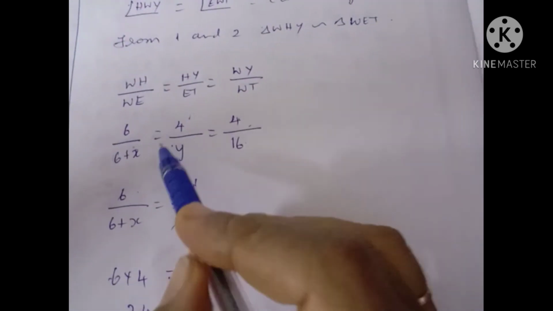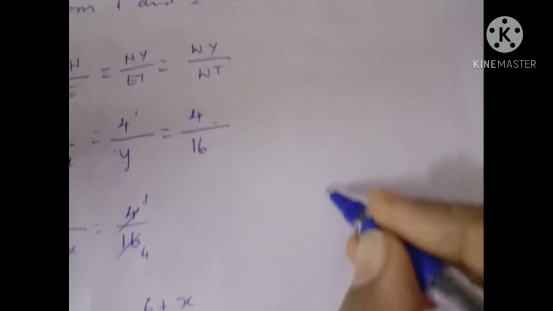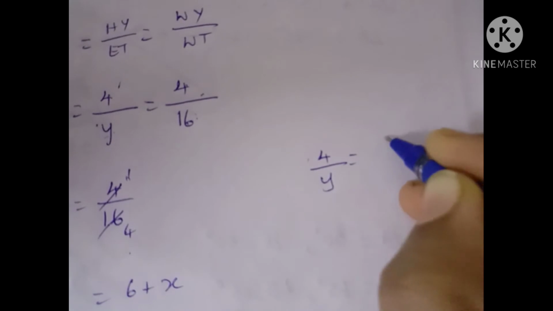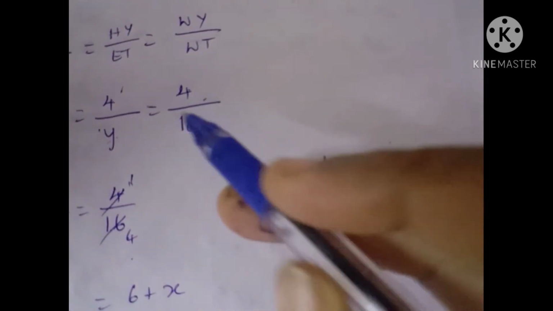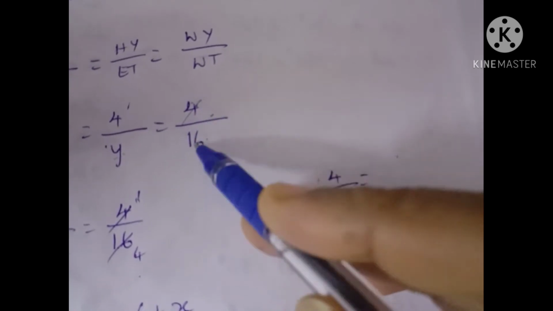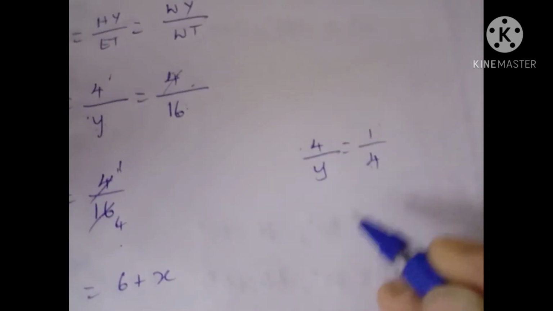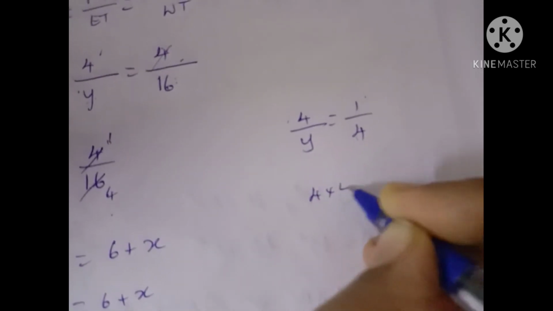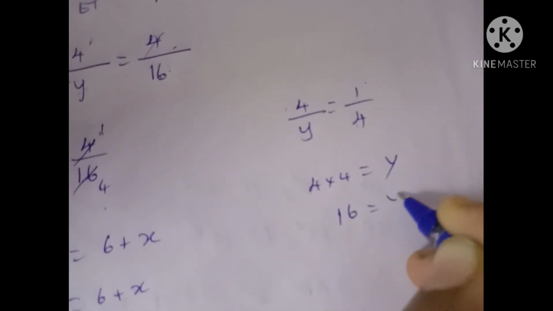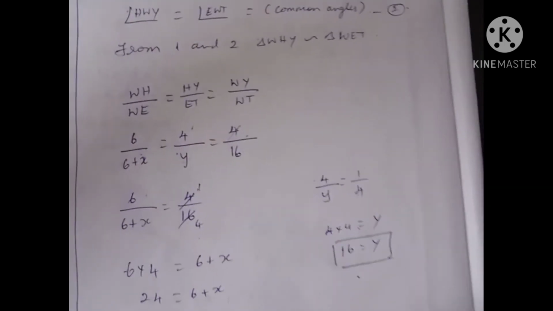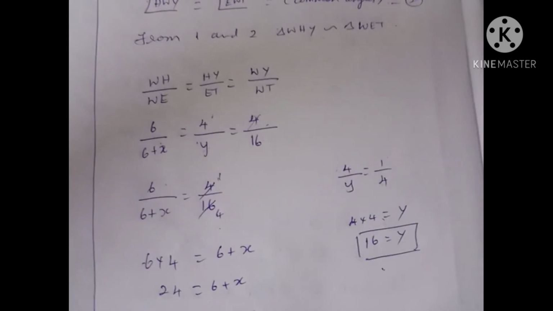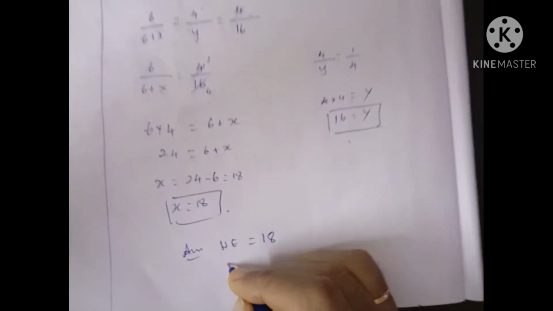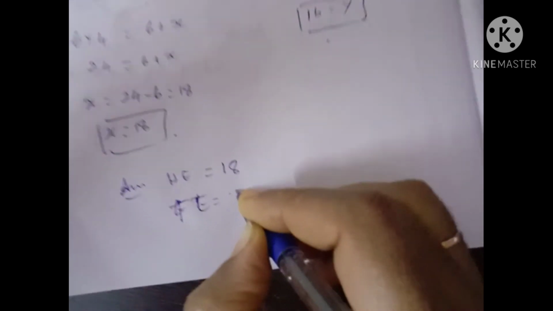And then if you compare the next two values, 4 by y is equal to, if you cancel 4 and 16, 1 by 4. Then cross multiply. 4 into 4 is equal to y. Therefore 4 into 4 is 16. y is equal to 16. And your answer is HE is equal to 18 and TE is equal to 16.